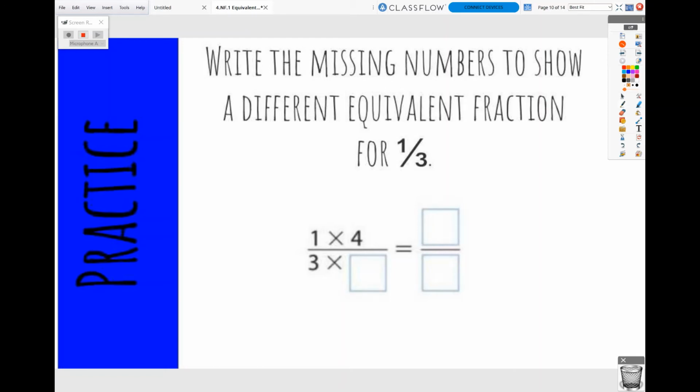Write the missing numbers to show a different equivalent fraction for 1/3. Okay, this one's a little bit different. They gave us 1/3. We don't know what the equivalent fraction is, but we do know that they multiplied our numerator by 4. And just like in the previous problems, whatever we did to our denominator, we also have to do to our numerator. The same thing works backwards. So whatever we do to our numerator, we also have to do to our denominator. So I multiplied by 4 on the top, which means I'm going to multiply by 4 on the bottom. So we're multiplying our denominator by 4 as well. 3 times 4 is 12. And 1 times 4 is 4. So 4/12 is our new equivalent fraction.